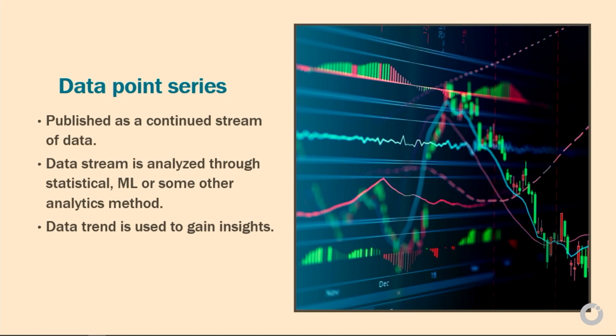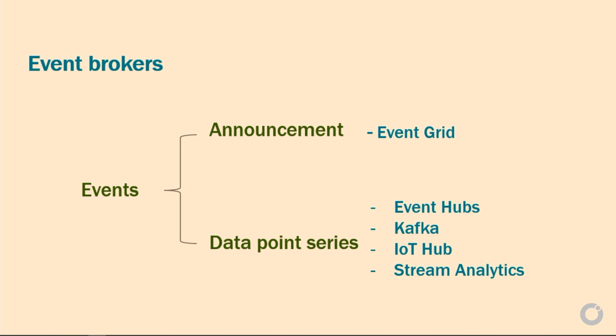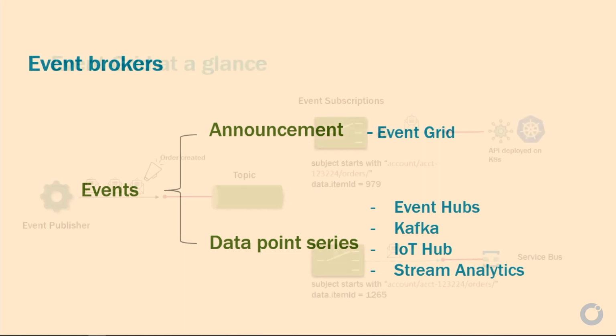And then we have data point series. I don't want to get too much into this. Event Grid is not for streaming. That is the point. Really, this is kind of the event brokers that Azure has for your different use cases. If you want to announce that something happened in your system, that is Event Grid. For data point series, for the ingestion engine, Event Hubs, Kafka. If you are using IoT devices, IoT Hub. And if you want to look into the analytics after you ingested that stream, it is Stream Analytics.